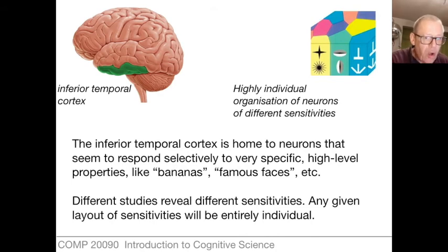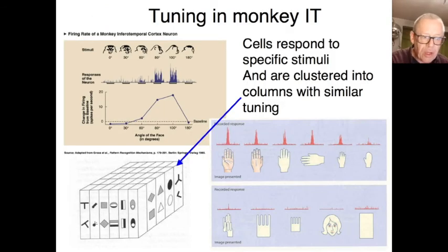You never quite know when you examine a single cell here what it's going to be sensitive to. The individual organization is therefore highly individual, but clearly it's complex properties of the world that have been organized here, not low-level properties of light and dark. Let's have a look at one study that was done using a rhesus macaque monkey.